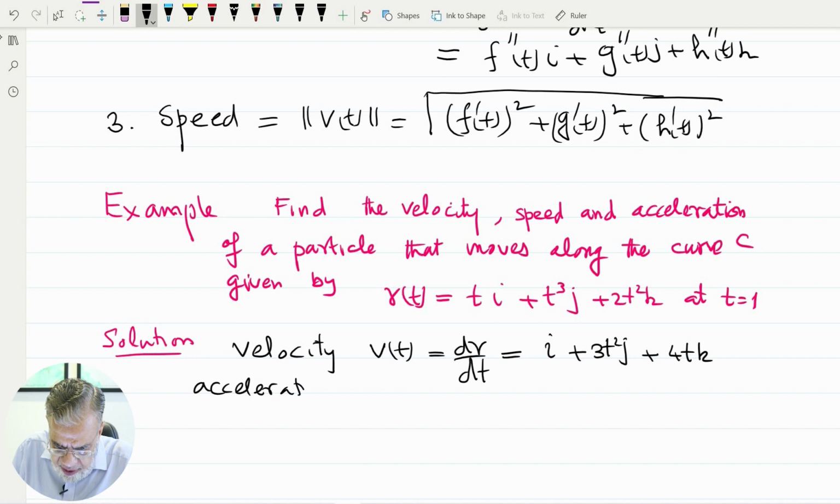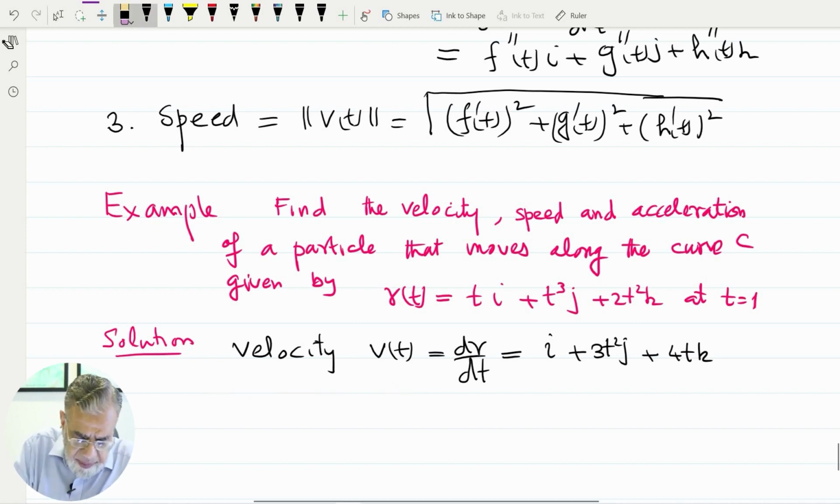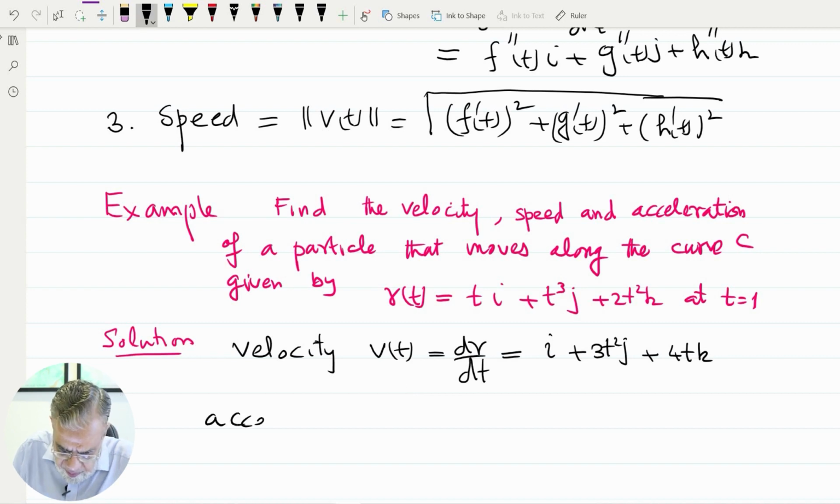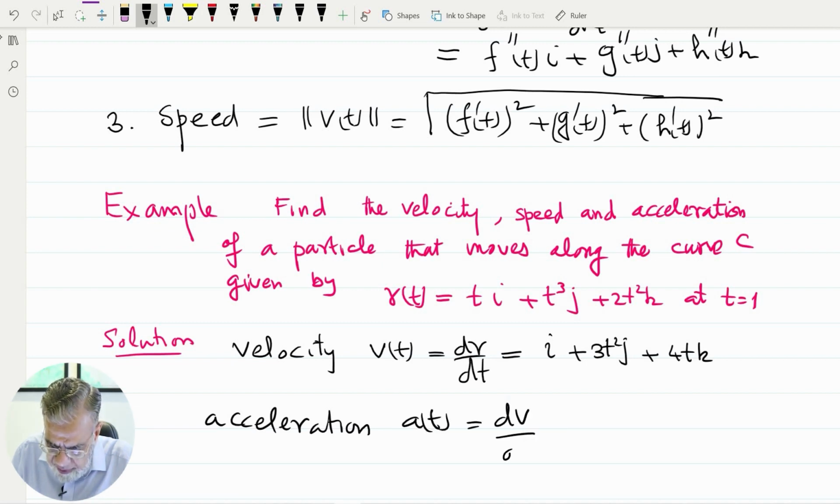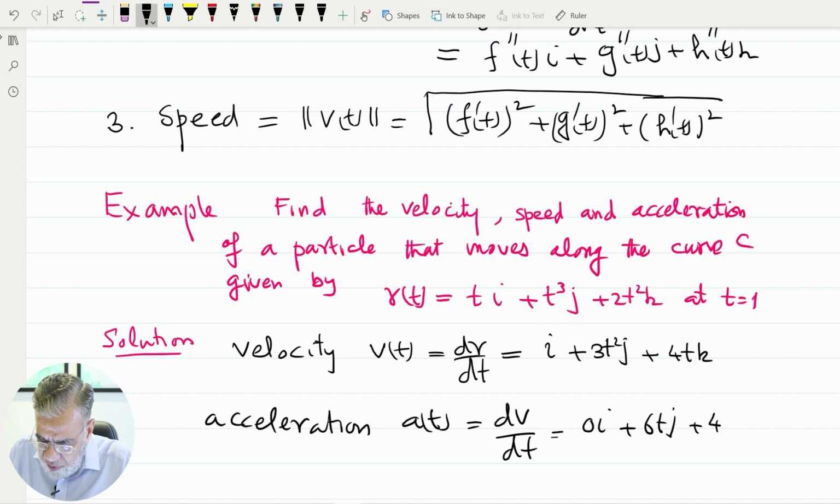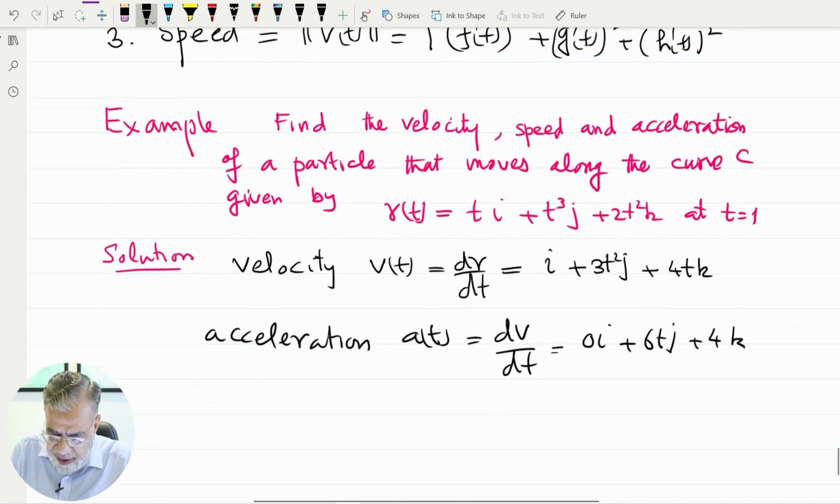Then I can find my acceleration. We denote acceleration by a of t. a of t is equal to dv by dt, the same as taking the second derivative of r, d squared r by dt squared. So we get 0 i plus 6t j plus 4k, taking the derivative of each component. So this is my acceleration.